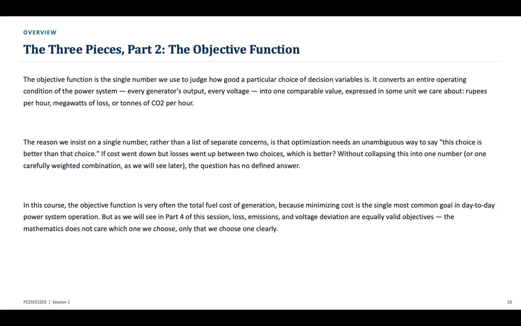The objective function is very often the total fuel cost of generation, because minimizing cost is the single most common goal in day-to-day power system operations. But as we will see in part 4 of this session, losses, emissions, and voltage deviations are equally valid objectives. The mathematics doesn't care which one we choose, only that we choose one clearly.